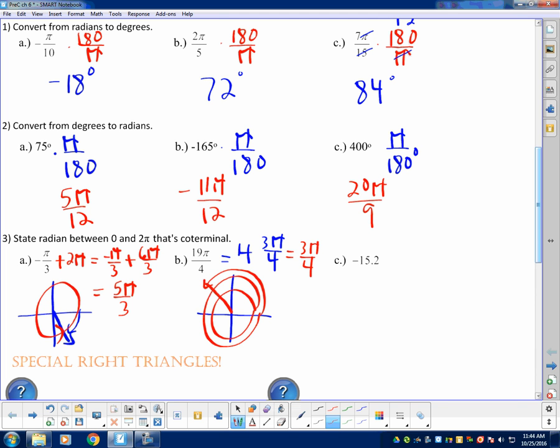If you'd like to, you could take off a couple of 2 pi's from this and keep doing that until you get to 3 pi over 4. If you write it as a mixed number, I think it's pretty easy to see.